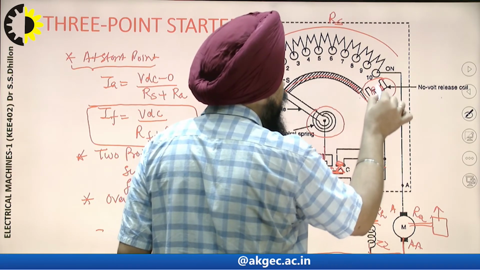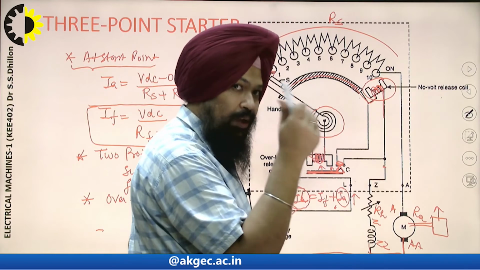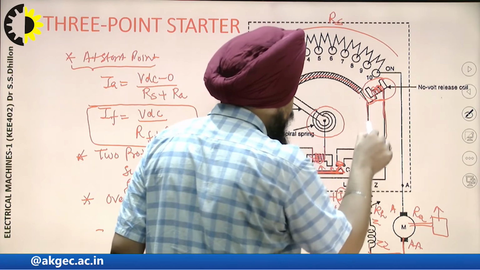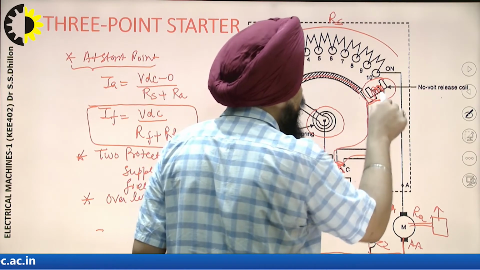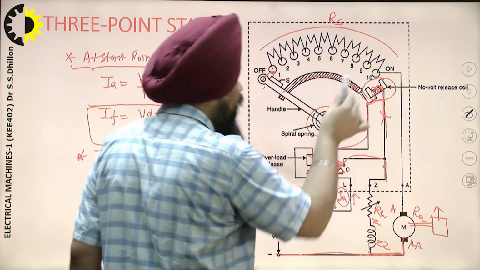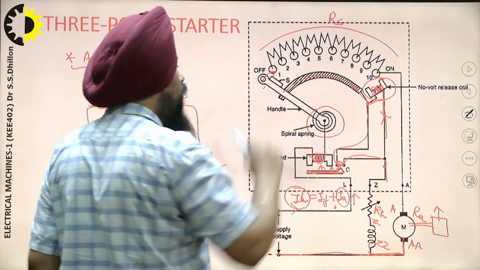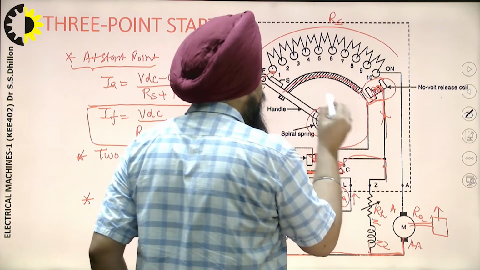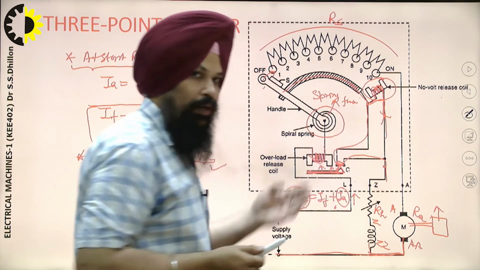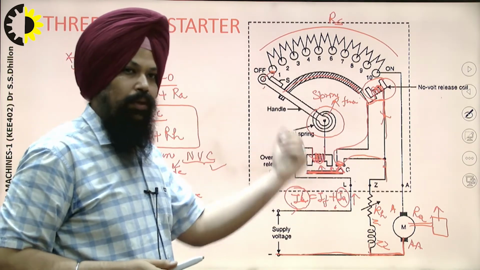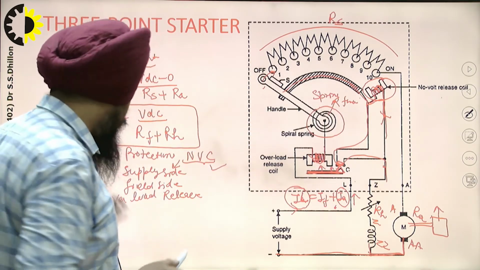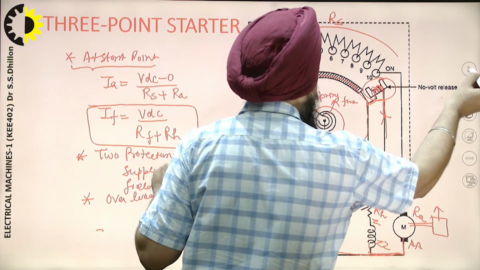As these two terminals are short circuited, the whole current which previously flowed through this no volt release coil to hold this particular handle is now bypassed. It comes through this path and bypasses this electromagnet, and hence there is no current in this electromagnet. It is de-energized and again it is pushed back by this spiral spring. This is the spring force that takes the handle to the off position, so as to protect the motor from the overload condition. So these are the particular points regarding the 3-point starter.